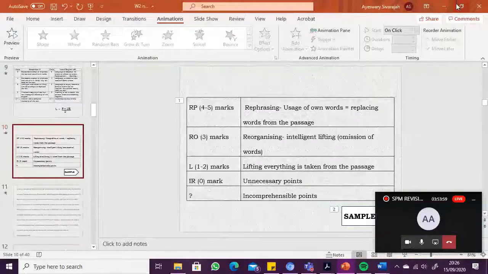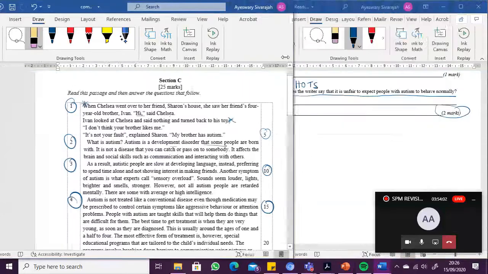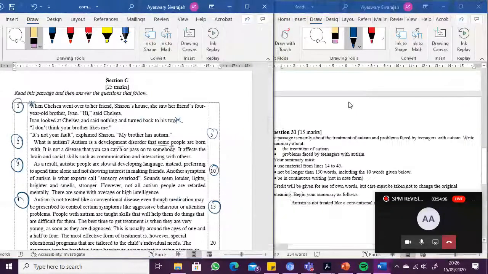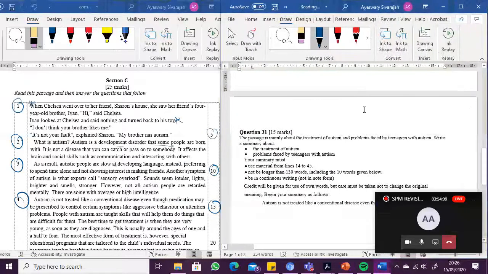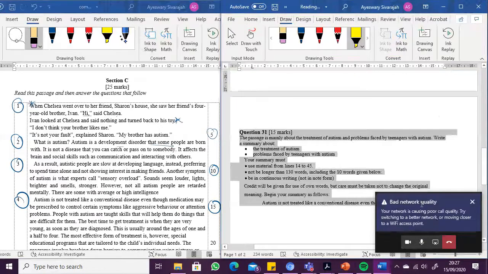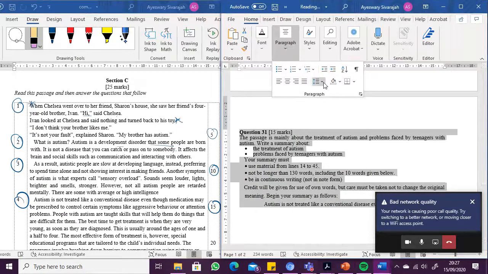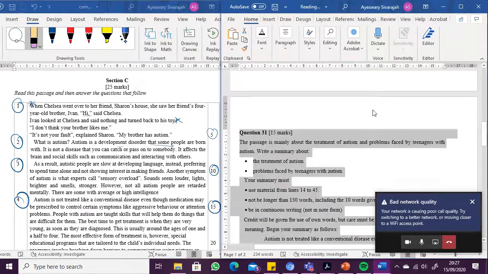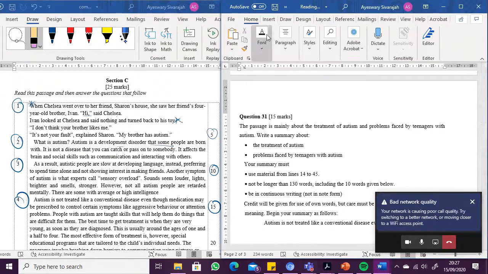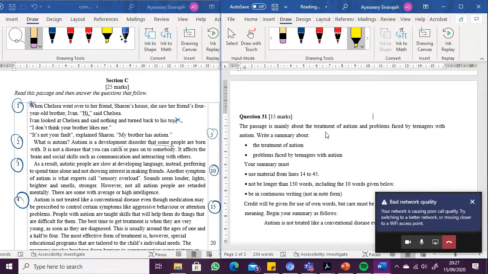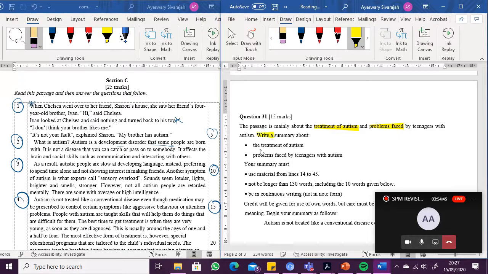So let's look at the question as well as the sample essay, the passage. Now I'm going to go to my question. I'm going to take my highlighter, if I find my highlighter. All right, I've got my highlighter here already. The passage is mainly about the treatment of autism. I'm going to make it bigger so all can see what I'm doing. This is what I will do for my exam. And it really helps, to be honest, especially for SPM. So the passage is mainly about the treatment of autism. So it's talking about treatment and problems. Write a summary about the treatment of autism.